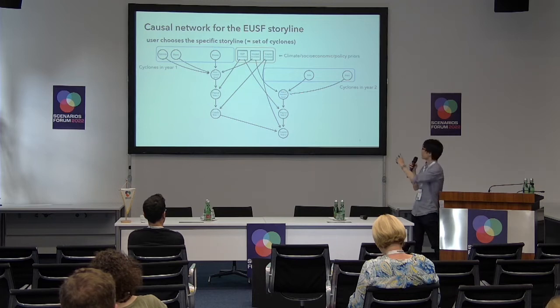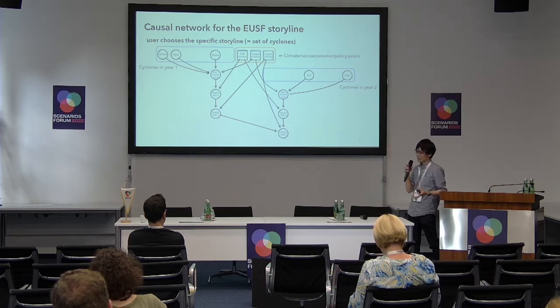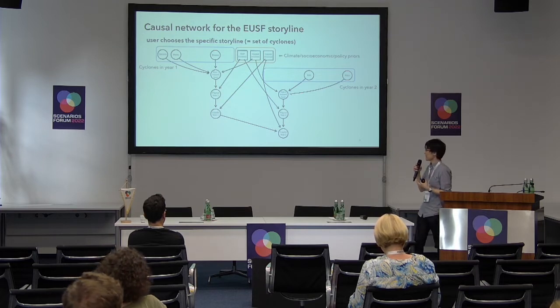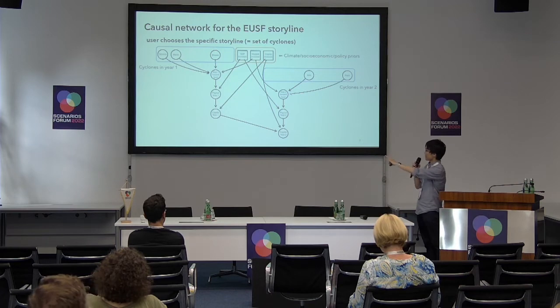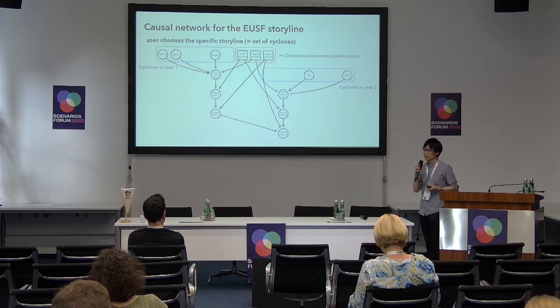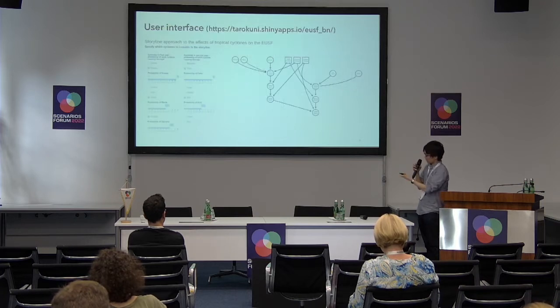Now, in the red part, we have nodes that the user of this causal network can assign values to. Starting from the center, we have hazard increase. That is how much the cyclone intensity would increase in a future climate, and that would affect how much hazard is created in a given year. After that, on the left of the hazard increase, we have GDP increase, corresponding to how much GDP increase there would be in the future.